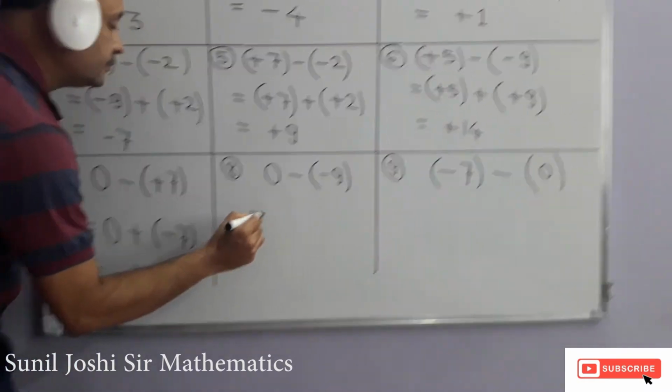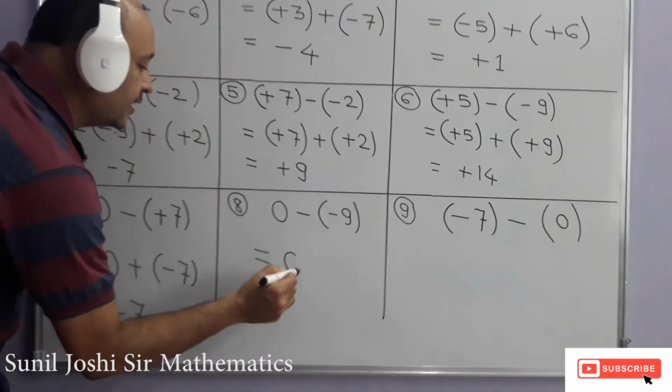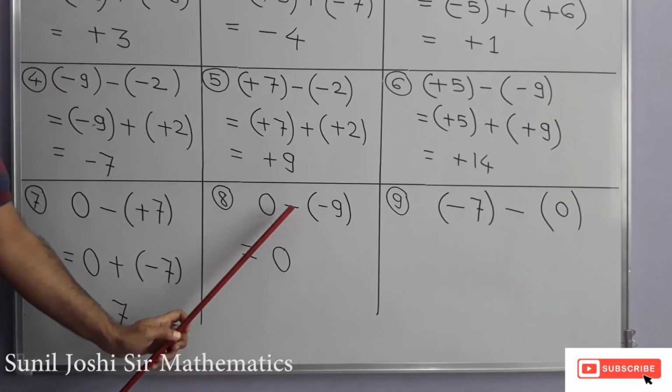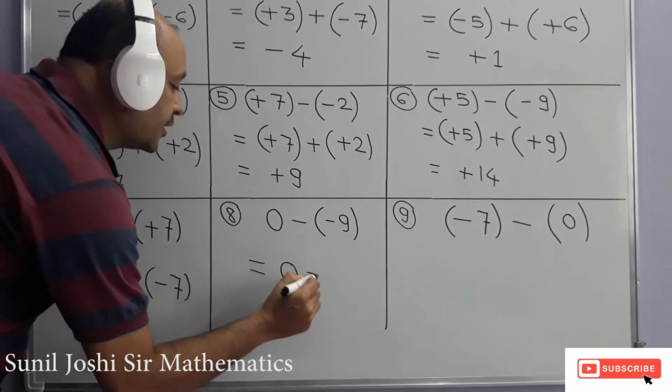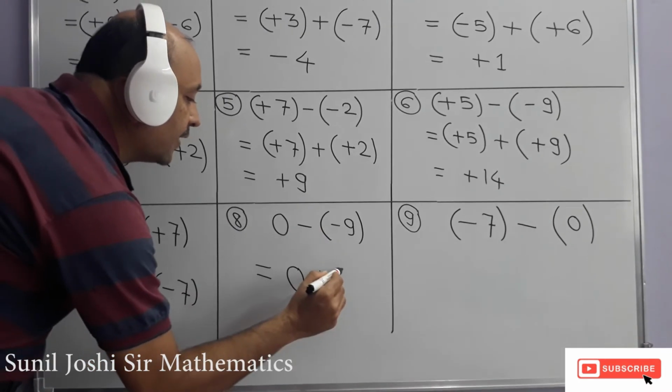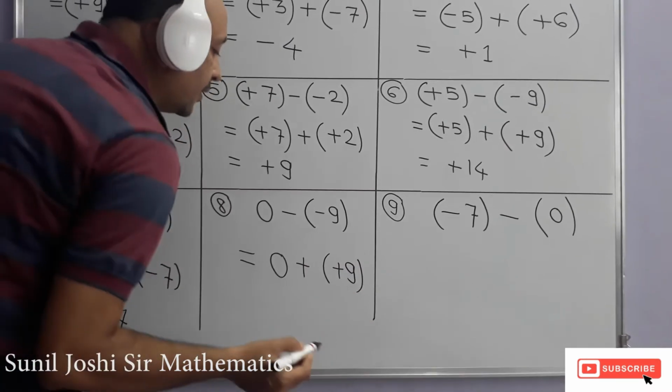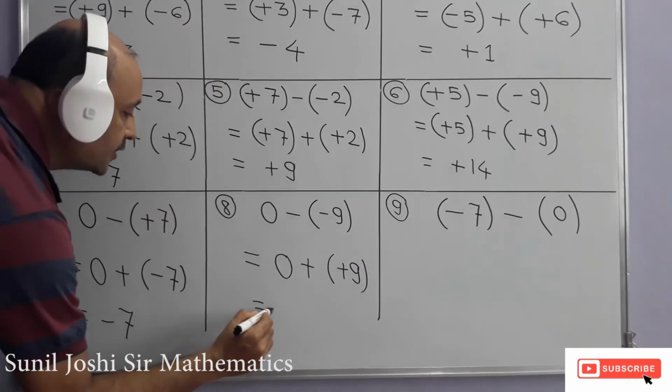Next. So first number is as it is, 0. Then negative, that means difference or subtraction, is converted to addition. Then opposite number of negative 9 is positive 9. Then what is the answer of this? It is positive 9.